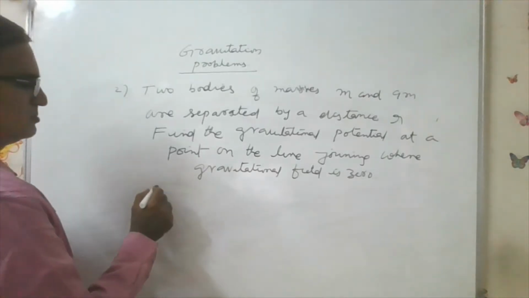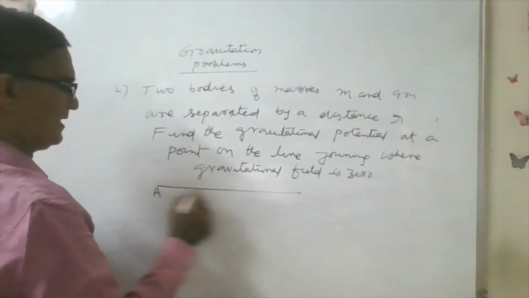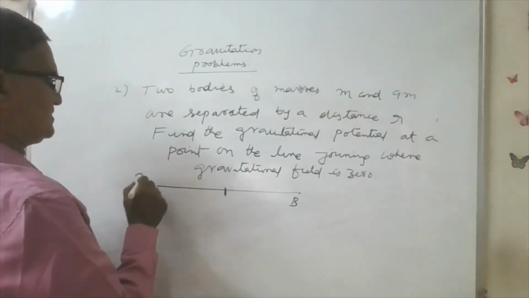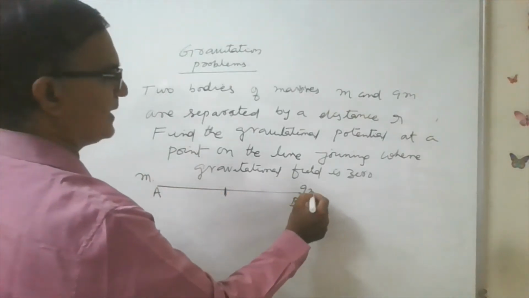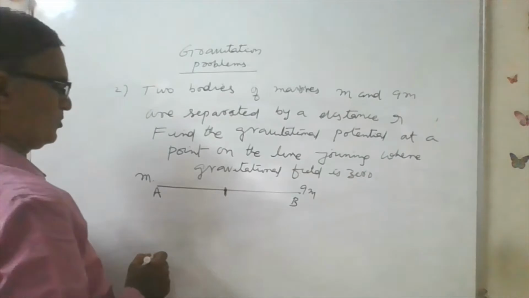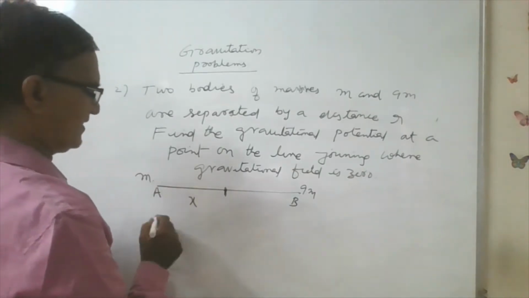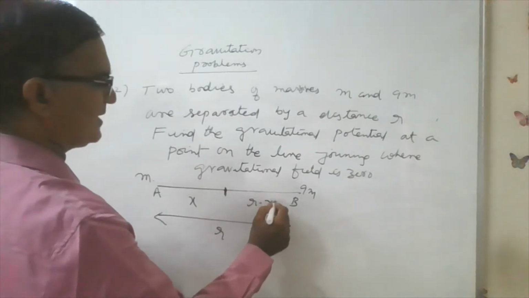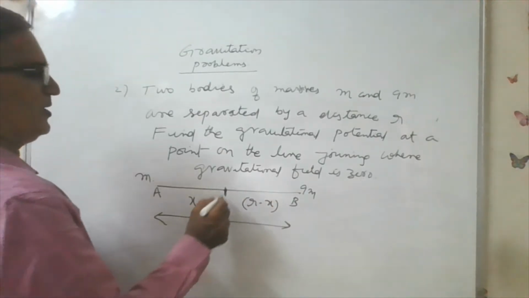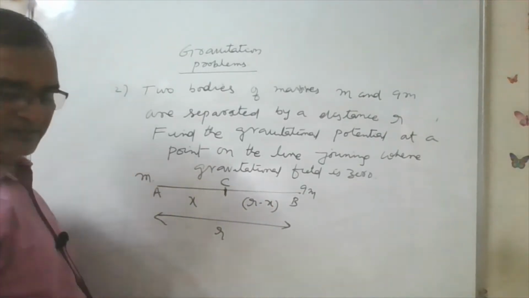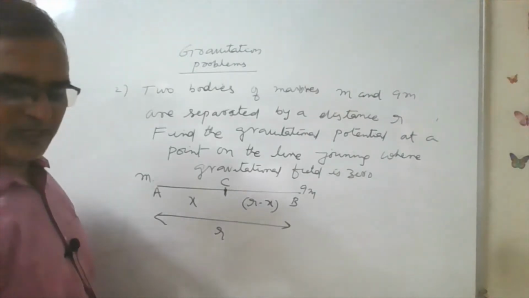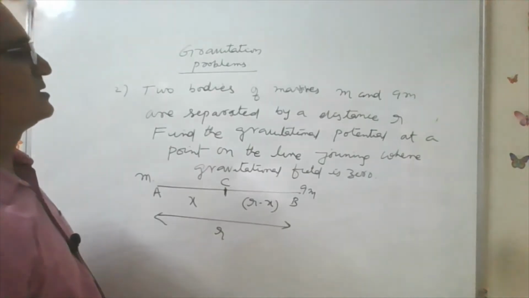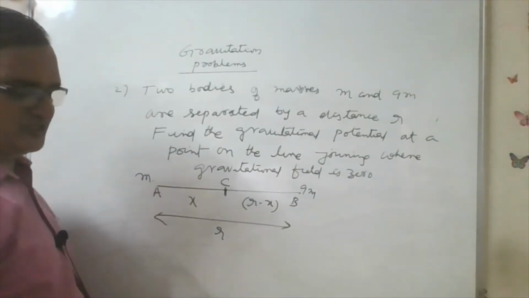Now you take it like this, A, B. In between them, the gravitational field can be zero. Take masses m and 9m. At a distance of x, the total distance is r, so this distance is r minus x. Now at the point C, we assume that the gravitational field is zero. You want to calculate the potential.